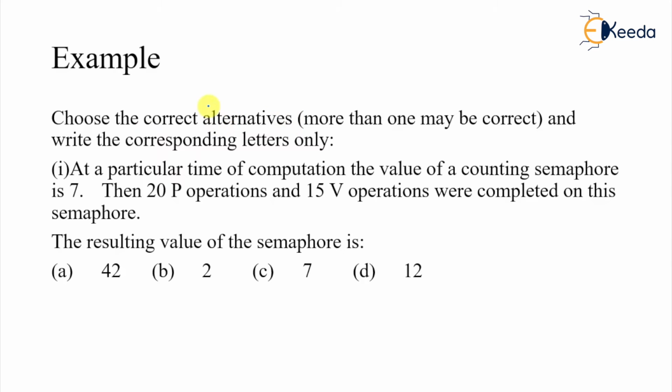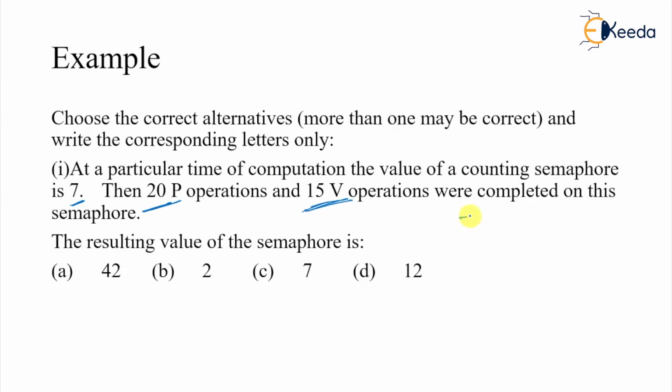Choose the correct alternative. More than one may be correct, and write the corresponding letters only. At a particular time of computation, the value of the counting semaphore is 7. Okay, and then you perform 20 P and 15 V operations, where V is the signal operation. The resulting value of the semaphore is.